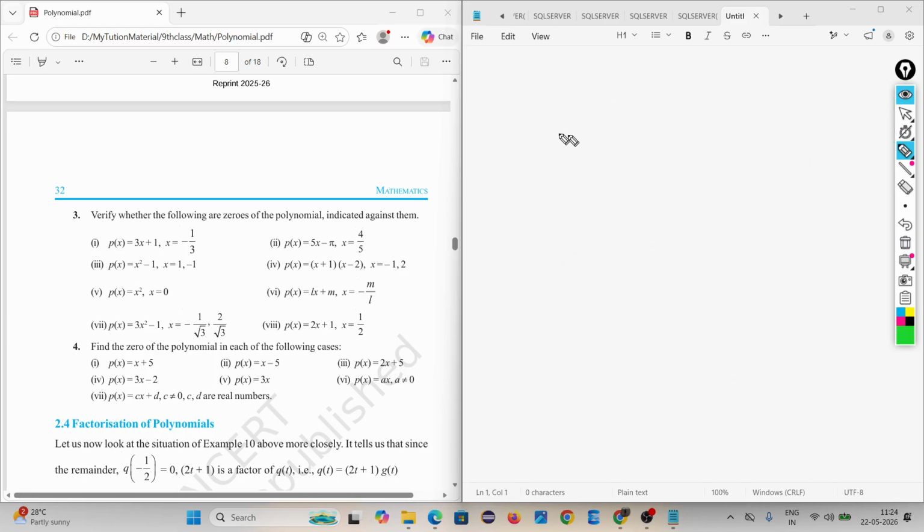Come to the next question. 3x square minus 1. Two zeros are given: x equal to minus 1 upon root 3 and 1 upon root 3. So zeros of the polynomial means p of x should equal 0. LHS.